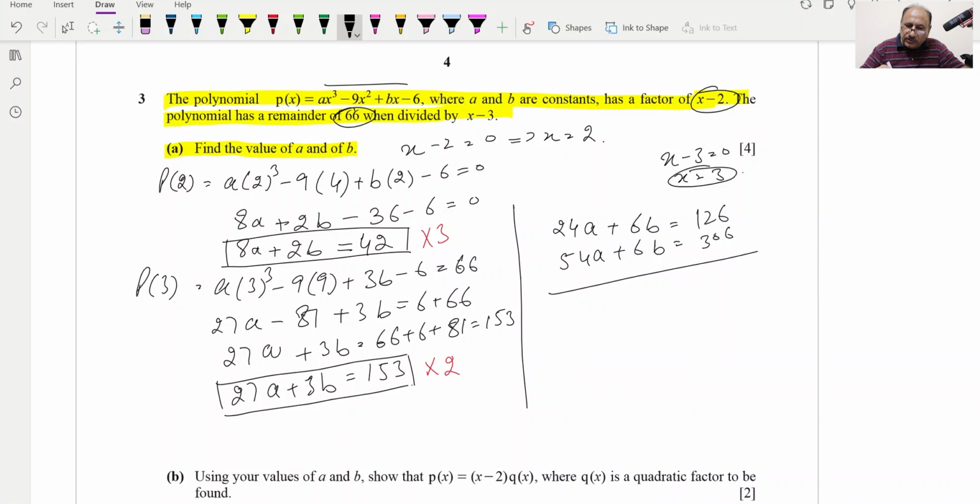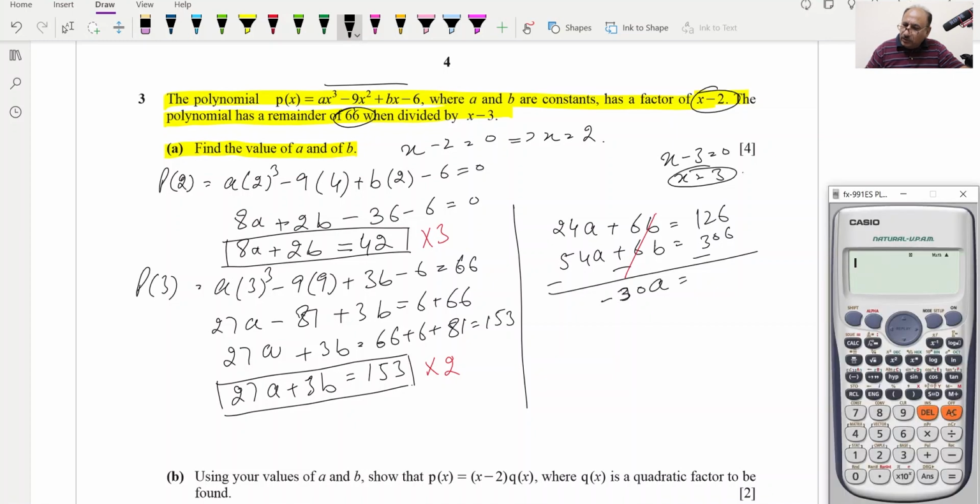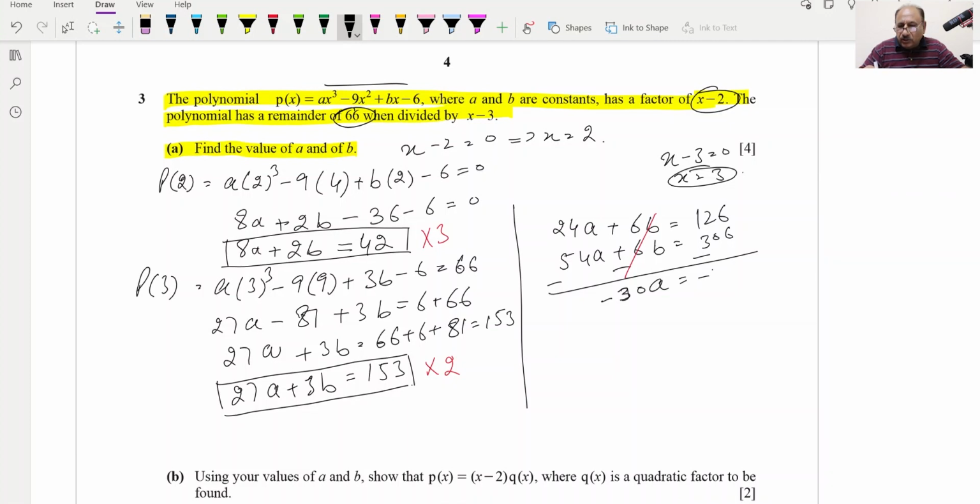Now we can subtract, so by subtracting signs will be changed and this will be cancelled, and we will get 24 minus 54 will be minus 30a. Minus 30a is equal to 126 minus 306, which will be equal to minus 180. So minus will be cancelled and a will be equal to 6. So this is basically the a value which we can use in any of these equations. I will be using the first one.